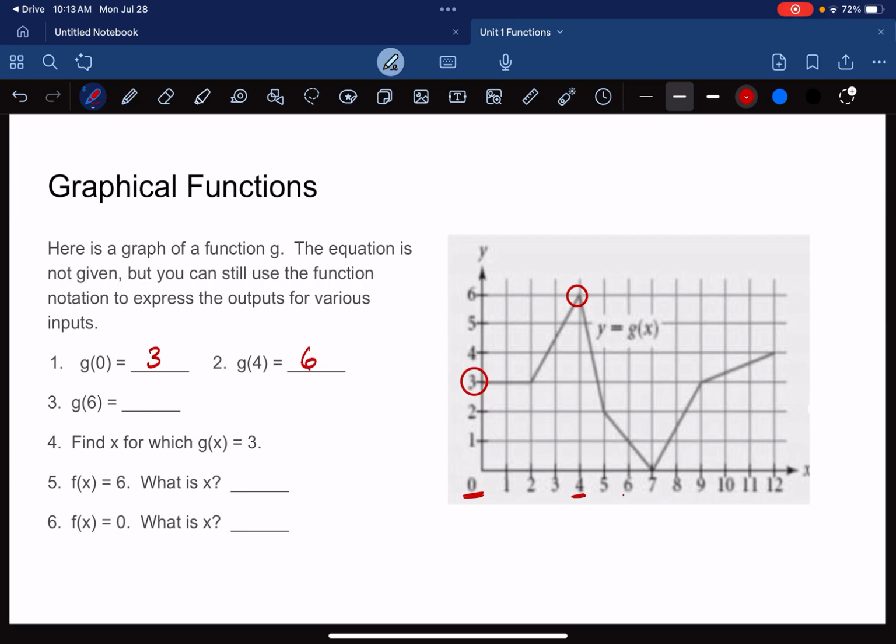For g of 6, I'm going to move to 6 on the x-axis. I'm going to move up the graph to this point right here, which has a y value of 1. Now it says find the x for which g of x is 3. So now I'm going to look here at 3.